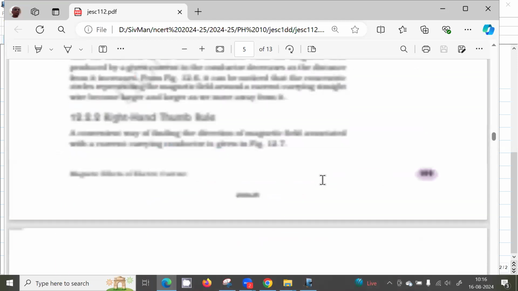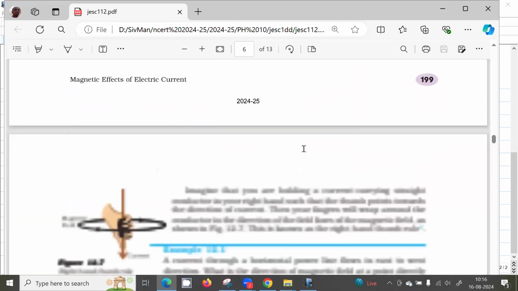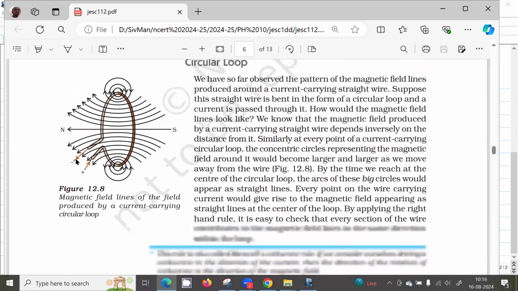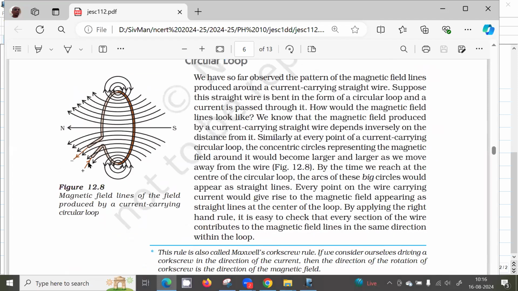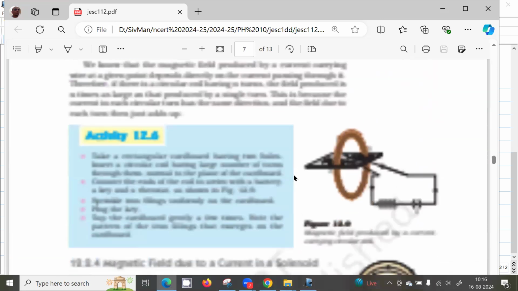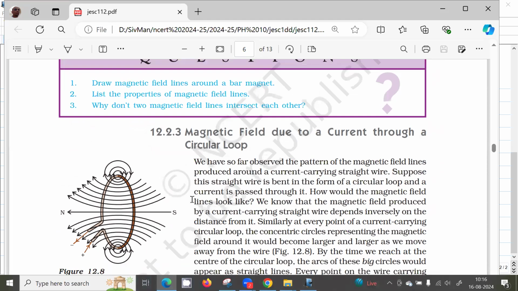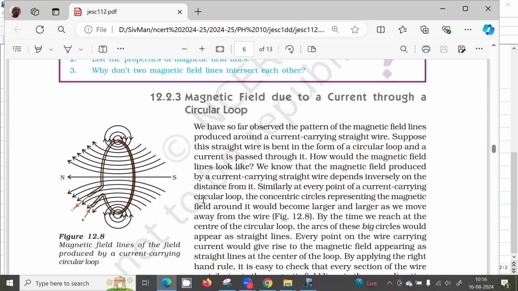Similarly, instead of having a straight current, we can have a circular current. The current is entering here at the lower part, going like this, coming out like this. So this also produces a magnetic field. For this also, you can use the thumb rule. But here the difference is that the current is circular.